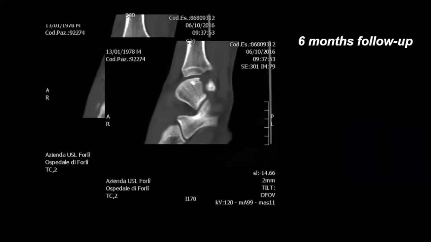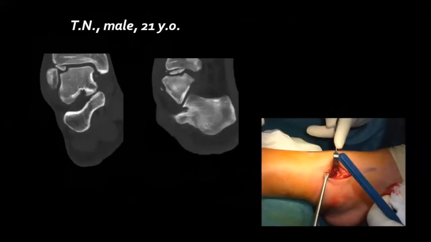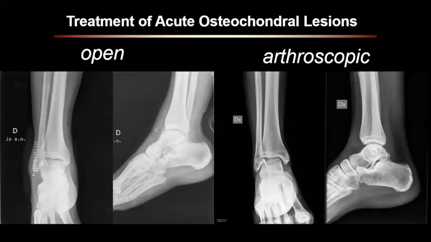And the result at 6 months. This is a male, 21 years old, but the fragment was not one piece, and so we have to open it. And the final result.